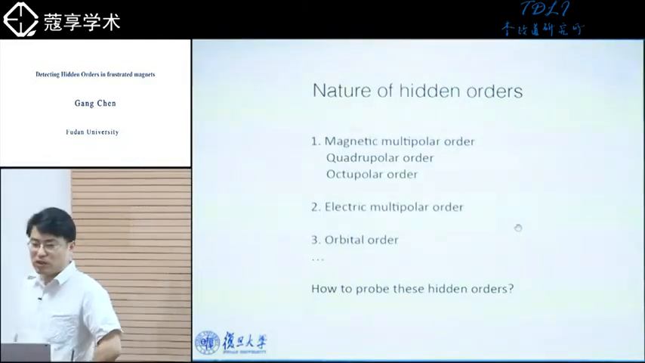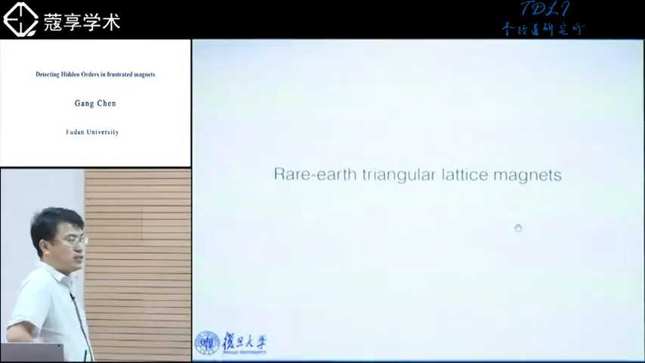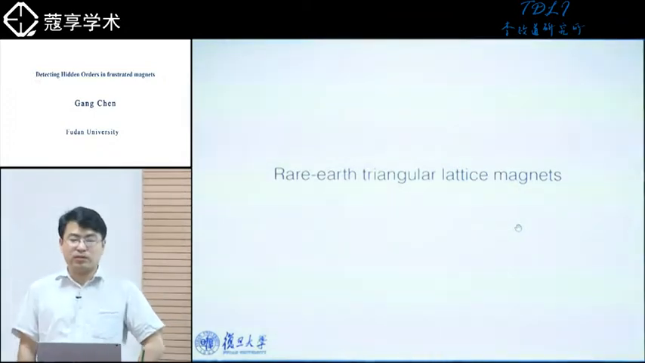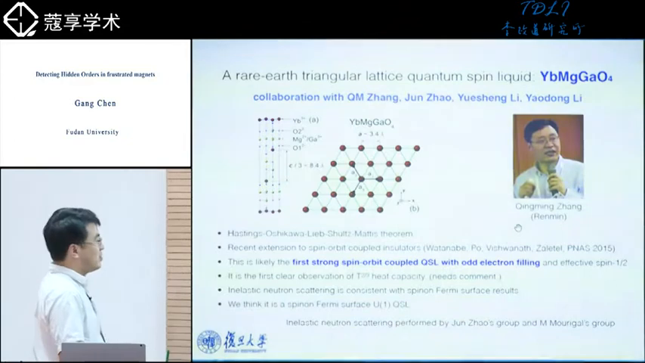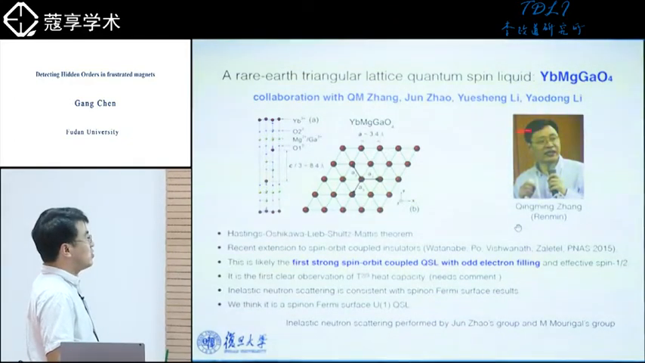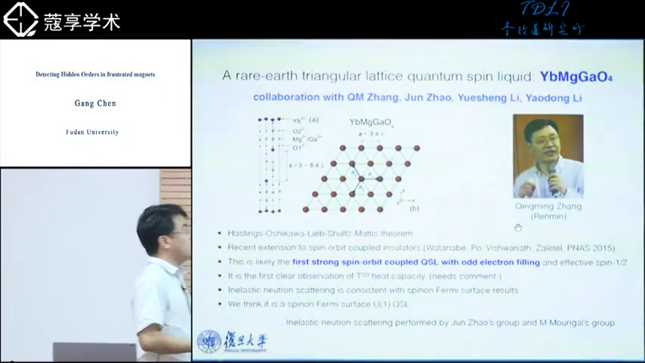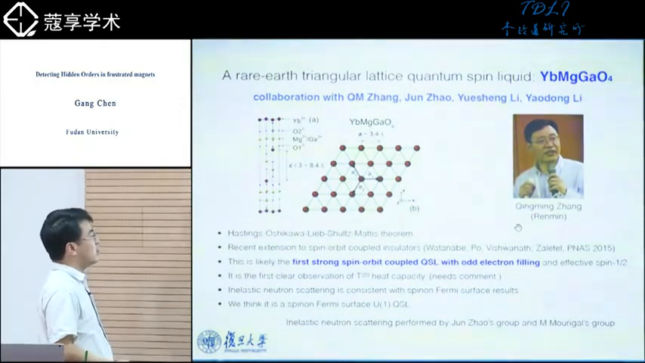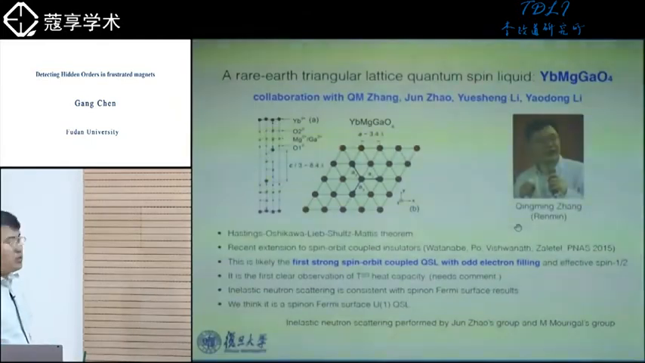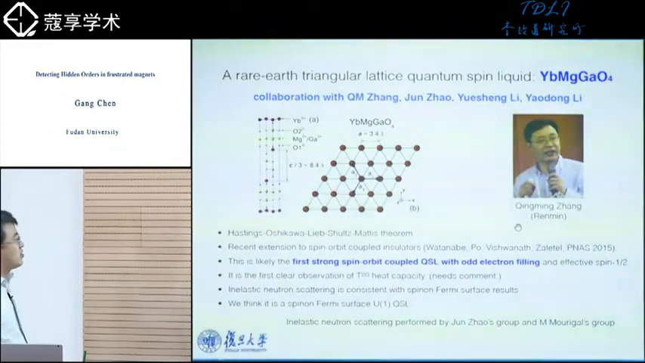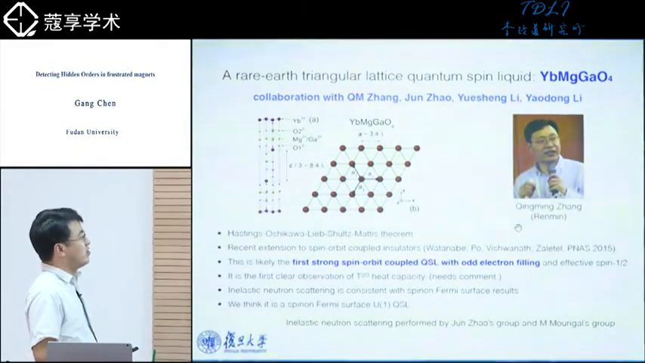Let me switch to a concrete context of rare earth triangle lattice magnets. So what's the rare earth? Among the last 2 or 3 years, we have a very nice collaboration with a bunch of experimentalists, including Chen Zhang from the Ming University. He's an experimentalist who grows various materials. So their group found this material called ytterbium magnesium gallium arsenide.